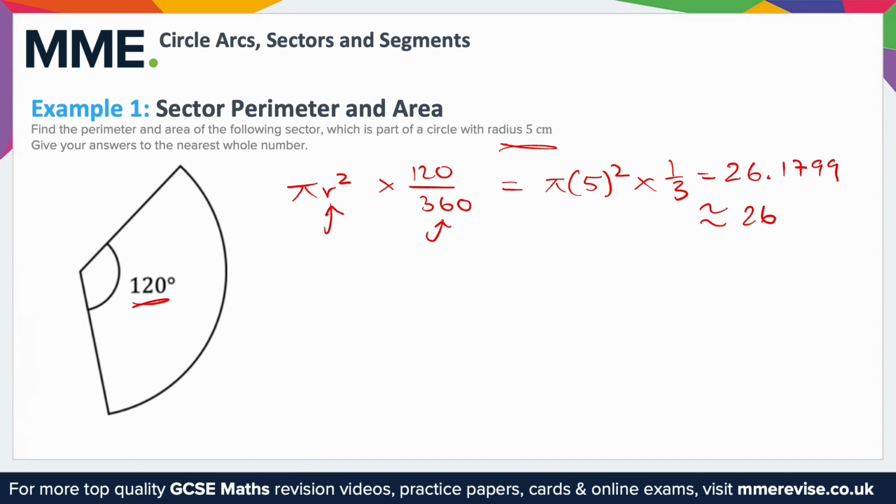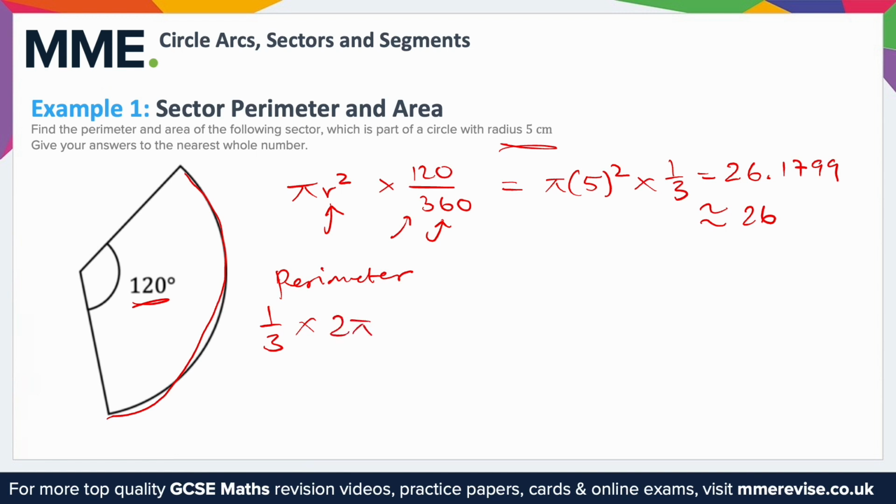The perimeter is a little bit harder. There's just a few more steps. We first need to know the arc length. So we need to know what fraction of the circle we have, but we've already worked that out when we did the area. So for the perimeter, it's going to be 120 over 360, but we already know that simplifies down to a third again, times by the whole circumference of a circle, which is 2 pi r.